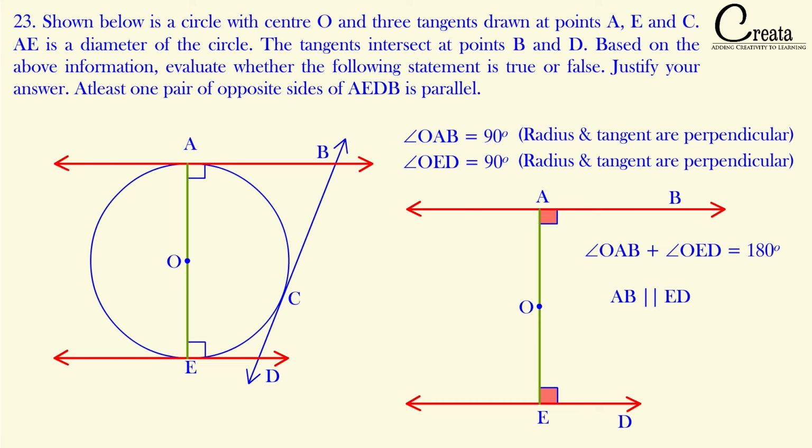So the concept that we have used to solve this question is the concept of tangent and the radius. The tangent and radius are always perpendicular to each other. And once we got these two angles as 90 degrees, we have simply applied the concept of the transversal and we got the two opposite tangents as parallel to each other. So we have done with this question. Let's move to next question.